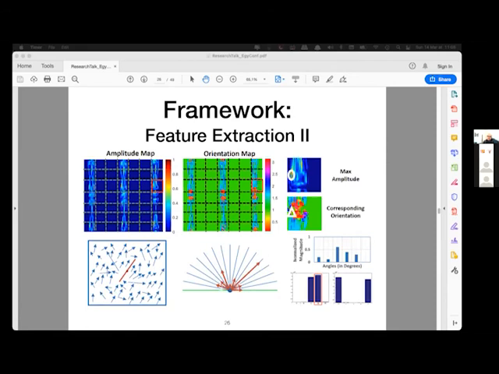From the orientation and amplitude maps, we try to find, in every cell, so we do it cell-based. In every cell, we try to find where the maximum amplitude is and the corresponding orientation. Based on that, we can build some kind of histogram based on the wavelet response.